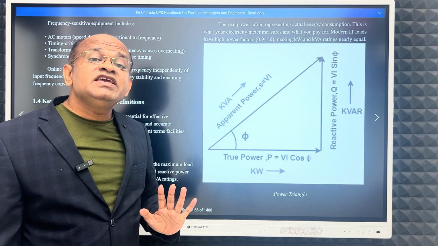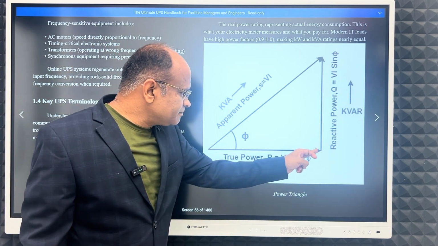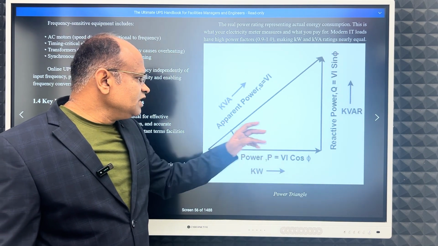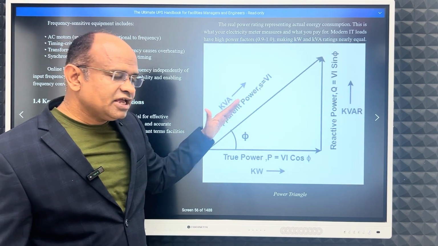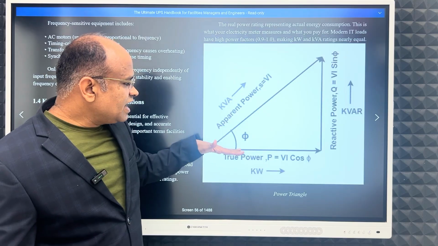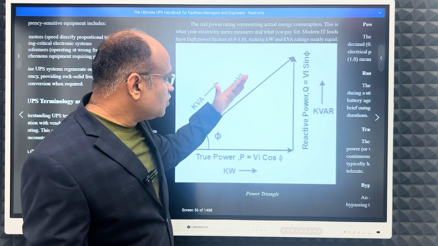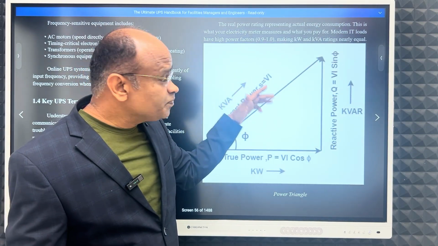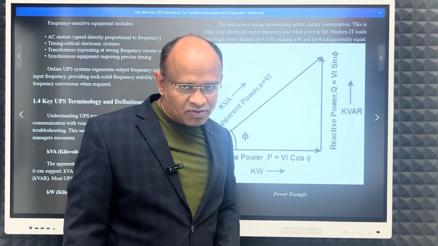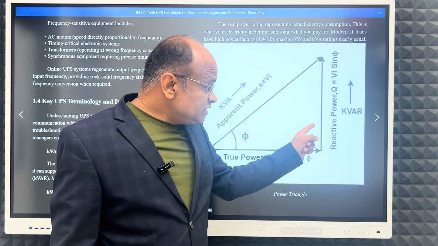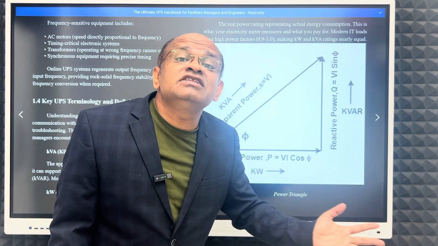But what is the kVA and kilowatt difference? So this is a power triangle. You see, this side is kilowatt and this slanted side is apparent power. This slope is apparent power, kVA, and this is kilowatt. Now what is this which is making kVA larger? This is kVAR. It is called reactive power. This power is not consumed. This power is facilitating the consumption.